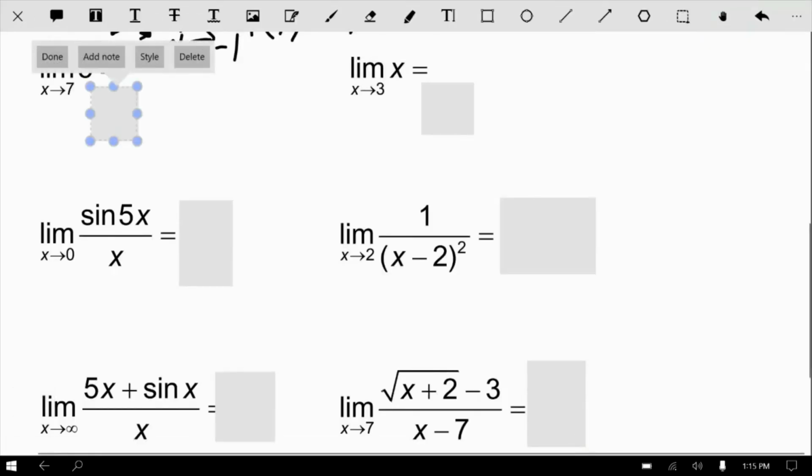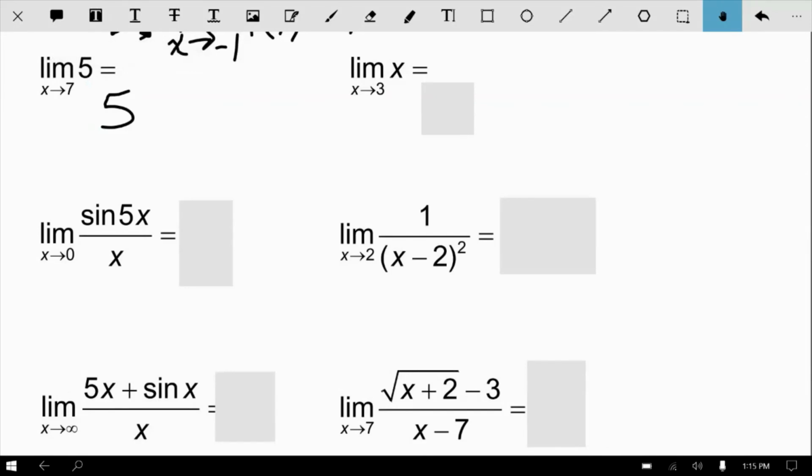Okay, so for this first one, the limit as x approaches 7 of 5, you're going to get 5. That's just like looking at the line y equals 5. It's always going to have a value of 5. The limit as x approaches 3 of x, for that one you should have gotten 3. That's just the line y equals x that you're looking at. It's a continuous function. The x value is the same as the y value, pretty straightforward.